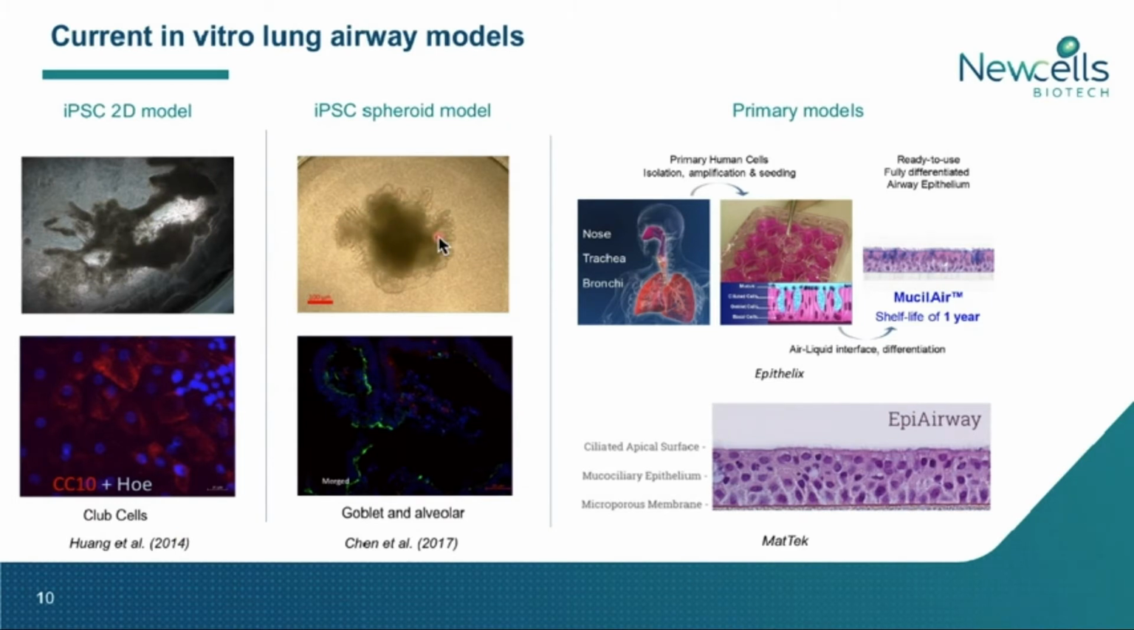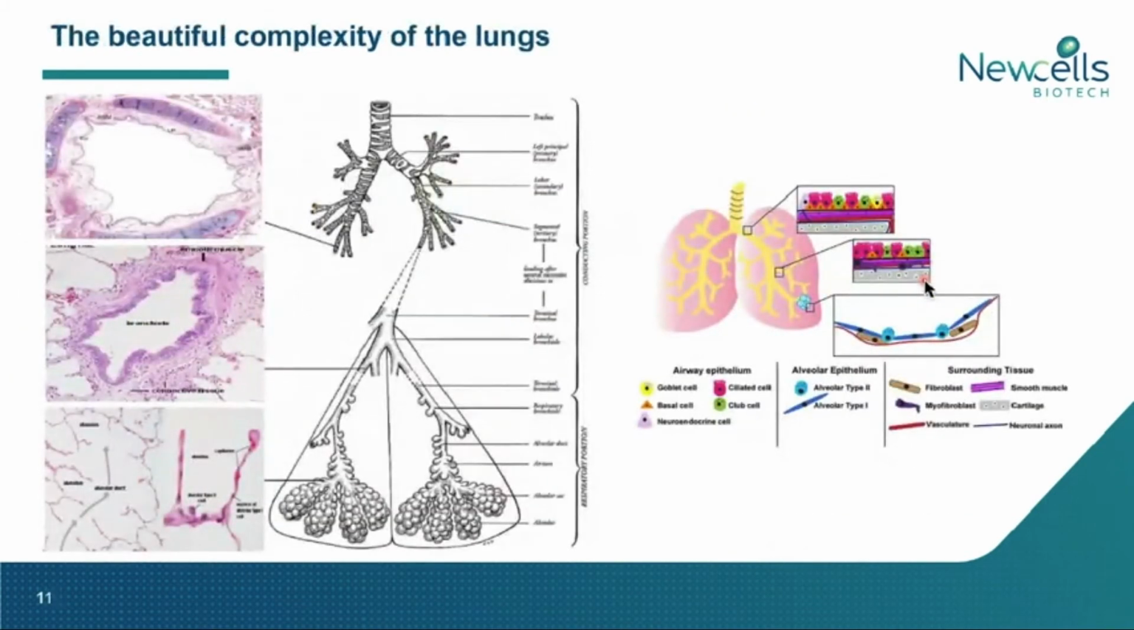publications that describe that, or to make iPSC-derived spheroids. And those were interesting in that they did express some of the markers suggesting that we had, say, goblet cells or alveolar type 1 cells present. Or in the 2D differentiations, we had club cell markers. But the problem is those structures are not arranged into an airway epithelium in the way that these primary derived products are. So our aim was to change that.